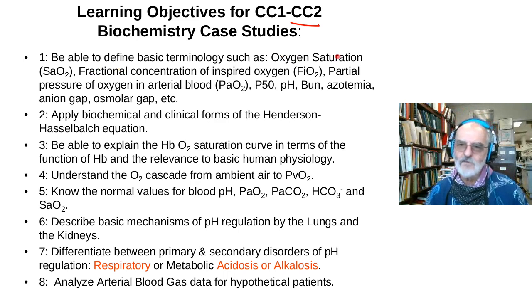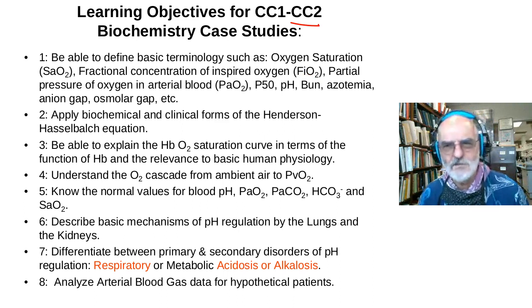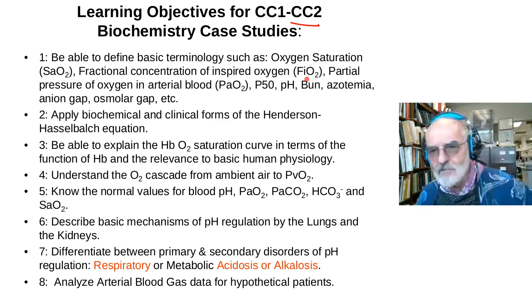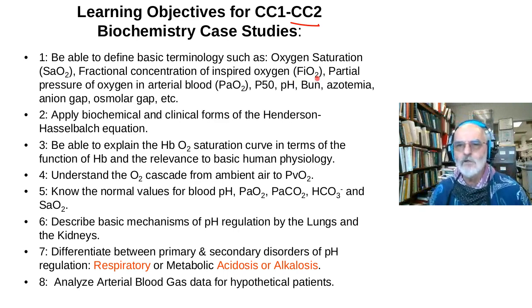So we have to think about oxygen saturation, and this has to do with the amount of oxygen bound to hemoglobin. The fractional concentration of inspired air, that has to do with where are you getting your air from? Where are you getting your oxygen from? Are you breathing in normal air? And what is the normal concentration of oxygen in the air? Depends on what elevation you're at. But generally speaking, how much oxygen is in air? Or are you breathing pure oxygen because you're on some kind of a respirator, like all these COVID patients who are in the hospital. They tend to be on a respirator, and they tend to be getting pure oxygen.